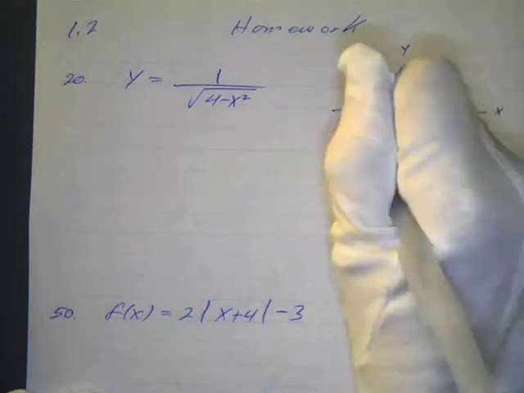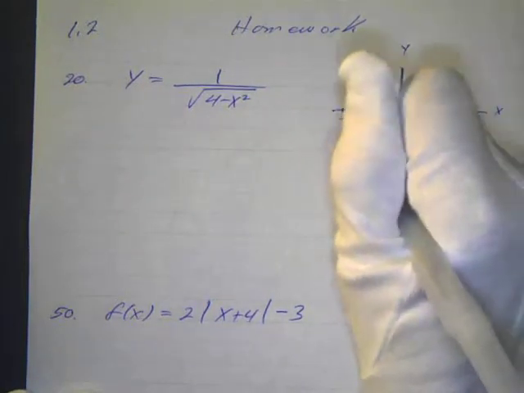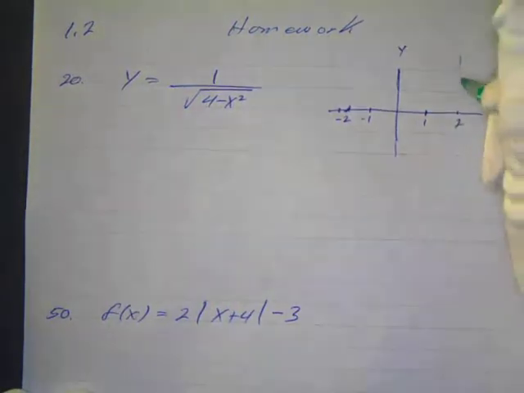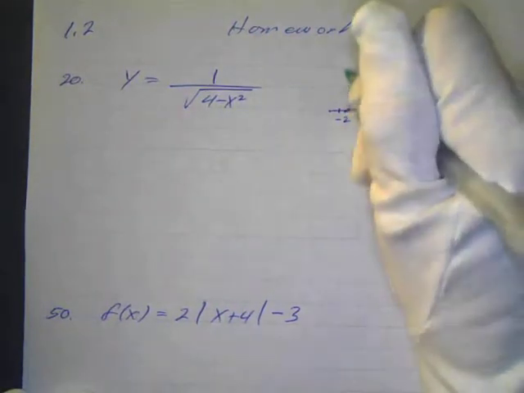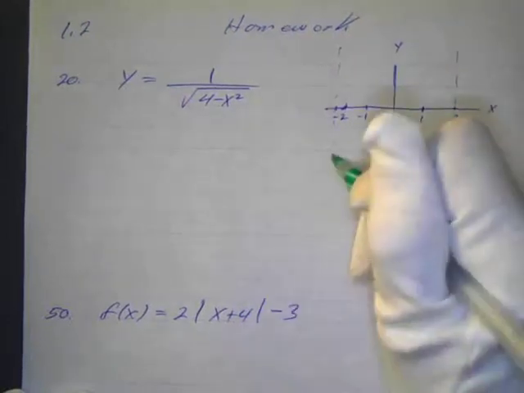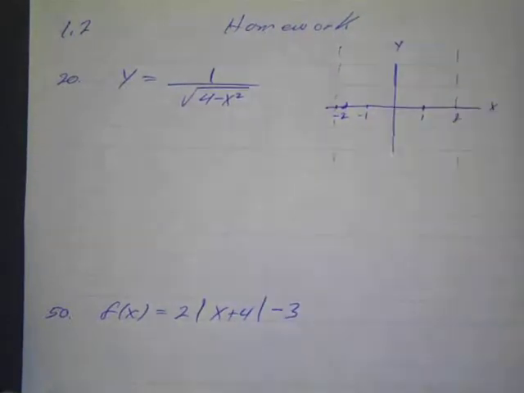Obviously my scale's not very good, is it? Let's put it over here. This will be even. Should have used a ruler, excuse me. Something like this. So that would be 2 and negative 2. So we know we've got asymptotes there. That means it's going to go up towards infinity. So we want to keep that in mind when we're figuring out the domain and range.